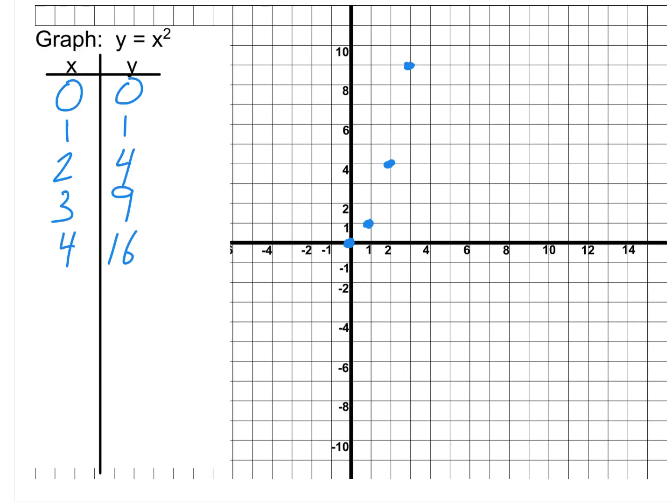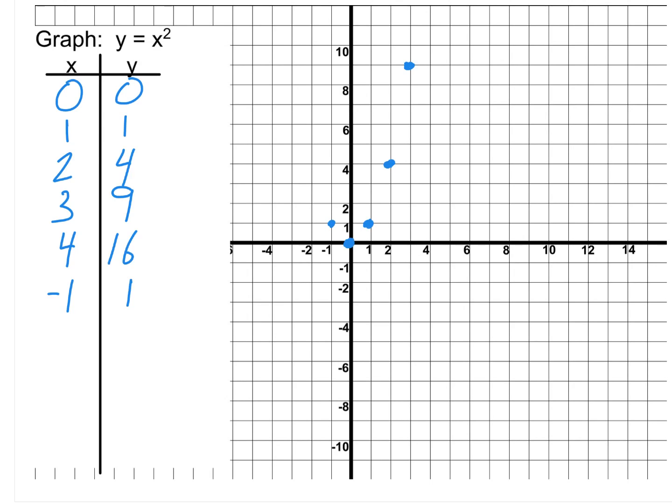Alright, so I know what's happening at 0 and up. What's happening though on the left side? We've got to check our negatives. So if x is -1, what's -1 squared? Well, -1 squared means -1 times -1, and a negative times a negative is a positive, so yes, it is 1. So I got the point (-1, 1).